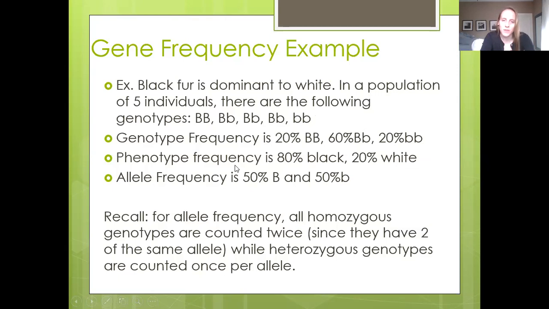And then for phenotype frequency, well, out of these 5 genotypes, the first 4 all code for black fur because they all have that dominant big B allele. So 80% of these individuals will have black fur, and only 20%, the little b, will have the white fur. And then the allele frequency would be 50% big B, 50% little b. And that's just if you count how many big B's and how many little b's there are in this group, there's equal numbers of both.